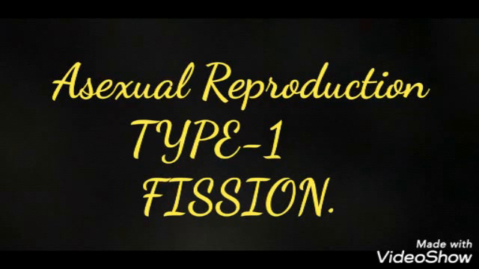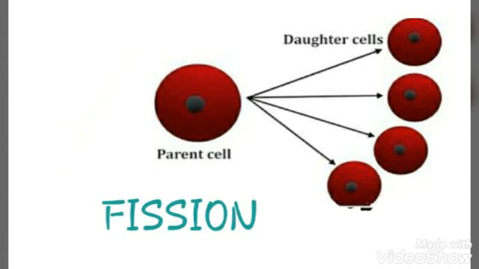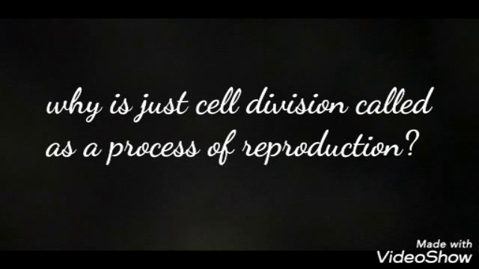Hello students, today we will study about the first type of asexual reproduction, that is fission. Fission is basically a cell splitting into two or more cells. A question arises: if this is just cell division, why do we call it a process of reproduction?